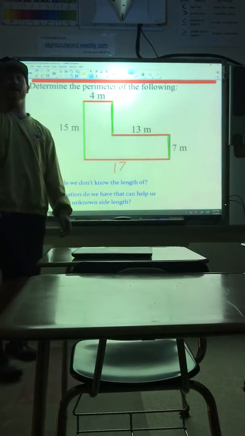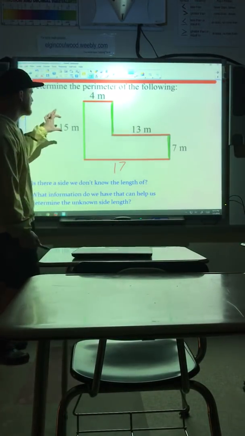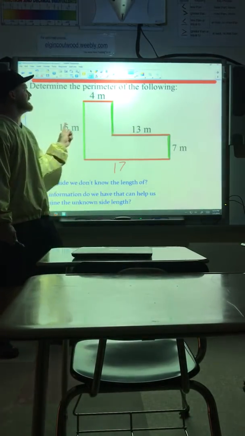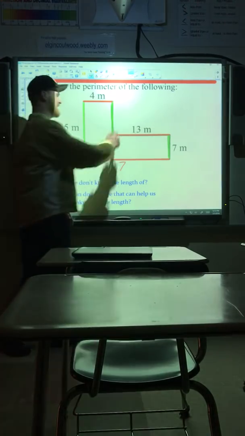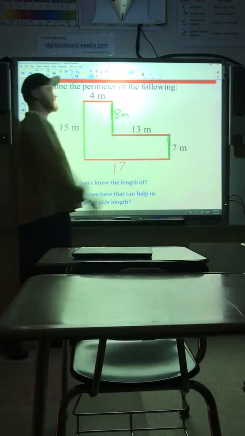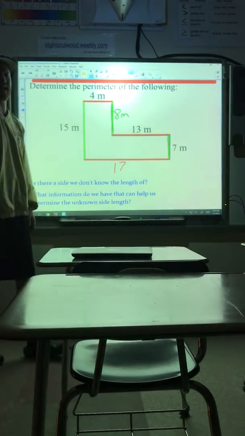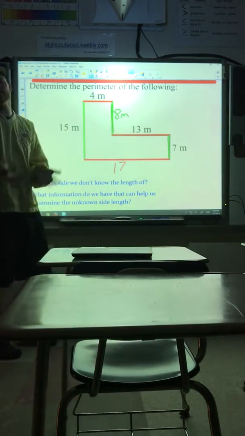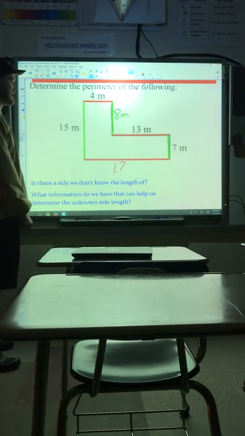So one way to go about it would just be work backwards. You can take the long side minus the short side. You find that side. 15 minus 7 gives us 8. That means this side would be 8 meters long. Another way to do it, just ask yourself, 7 plus what gives me 15? Either way, you'll come across 8 is your answer.